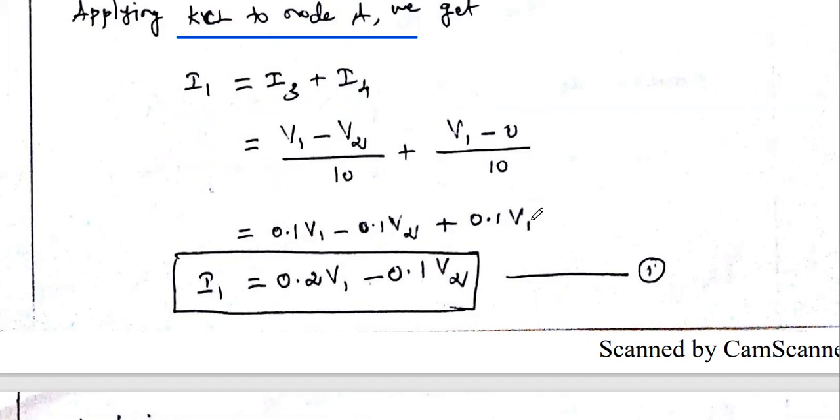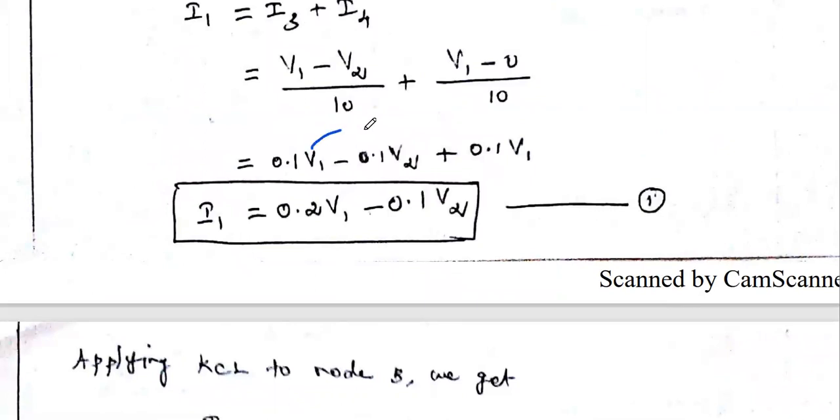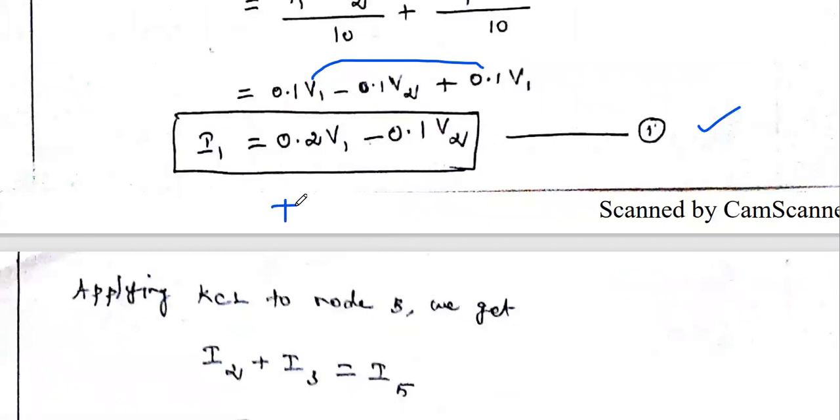Then here 0.1 V1. So then you collect the V1 terms. So here the 2 V1 term, so 0.2 V1 minus 0.1 V2. So this is equation number 1. So we formed the I1 equation, the input port current as a function of the two independent variables V1, V2. In this equation, the coefficient of V1 is said to be Y11, and the coefficient of V2 is said to be Y12.